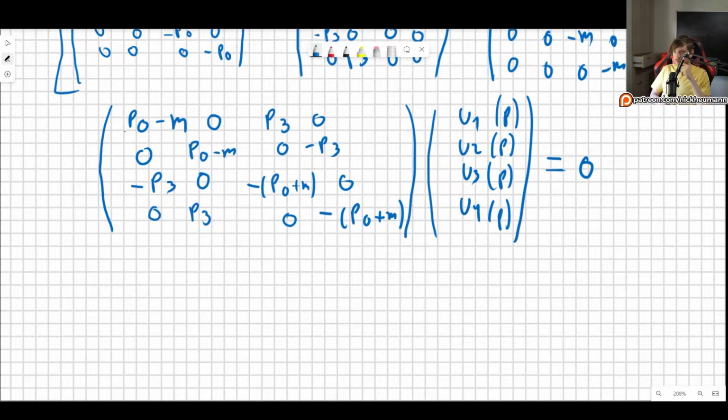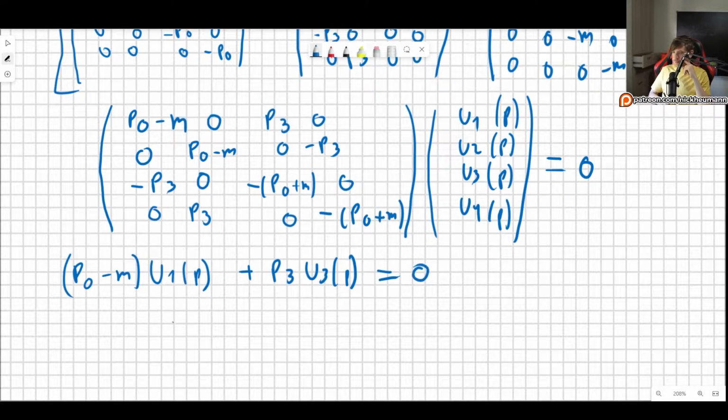So multiplying this first part, we get P0 minus M times U1 of P, and then we get 0 times U2 plus P3 times U3 of P, and 0 times U4, and this is equal to 0. Then in the next one, we get 0 times U1, P0 minus M times U2, minus P3 U4. And that's equal to 0.